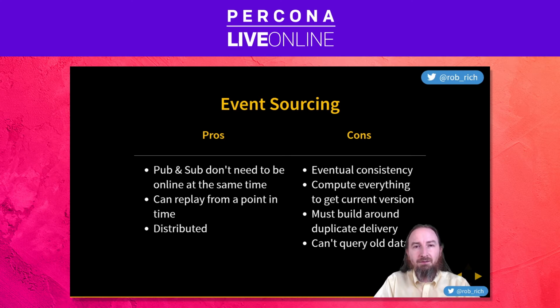On the downside, how do we get to the current version? Well, we play in all of the previous events. We have an eventually consistent system. So we may pair an event sourcing system with another system that keeps track of the current version. Now, which one's right? Let's choose one system of record, and if ever there's a conflict, that's the one that's right.